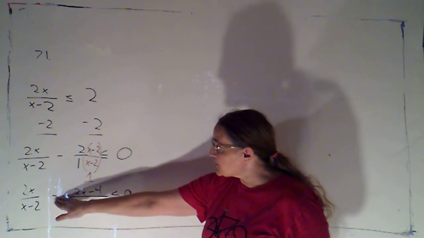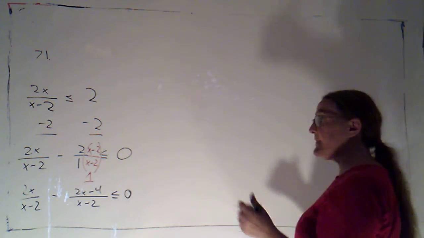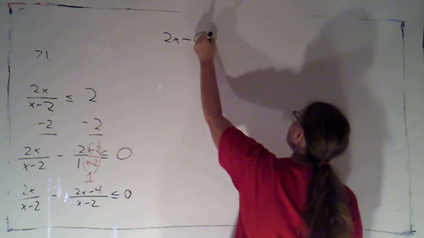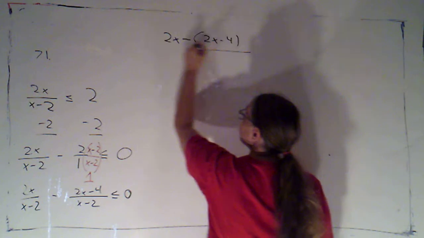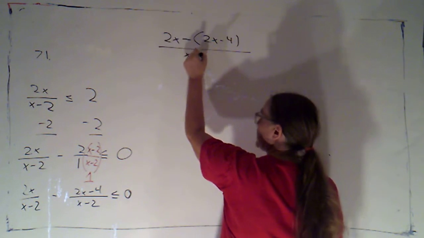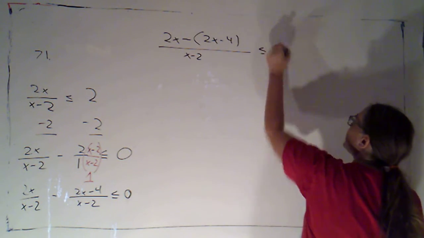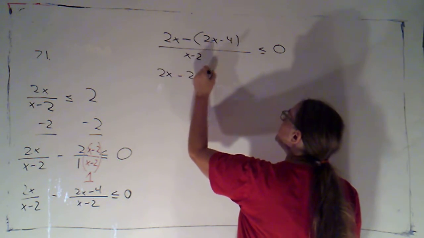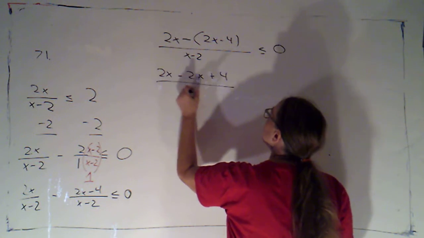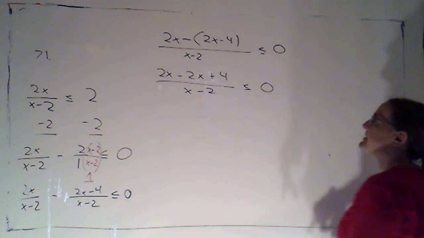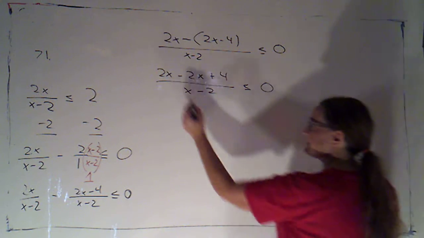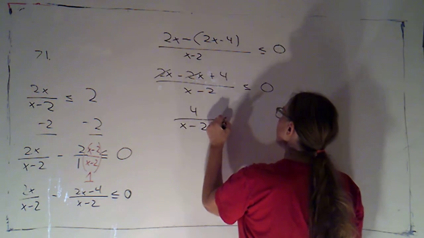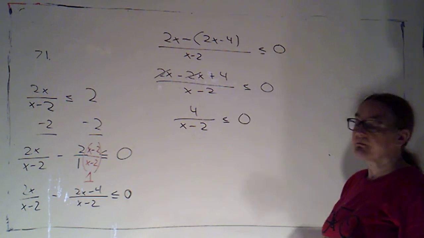Now again, because we're subtracting, I'm going to need to distribute that negative. So the top becomes 2x minus the quantity 2x minus 4, all over x minus 2, and I want that less than or equal to 0. When I distribute the negative, that's 2x minus 2x plus 4 over x minus 2 less than or equal to 0. Well, this is interesting. Those two x's are going to cancel. So we've just got 4 over x minus 2 less than or equal to 0.